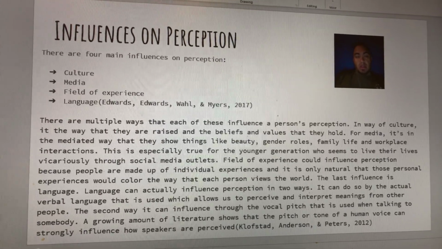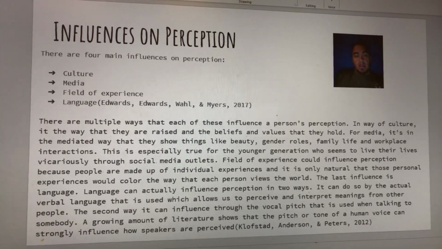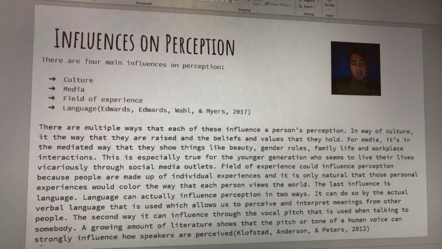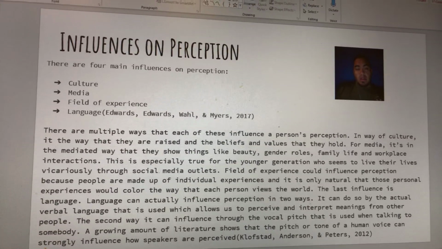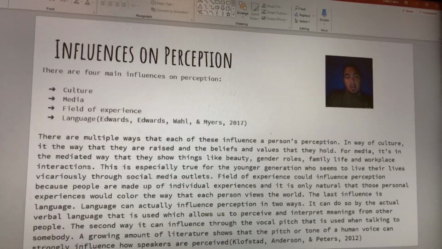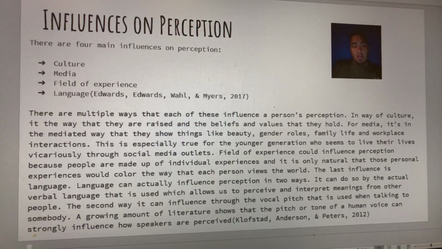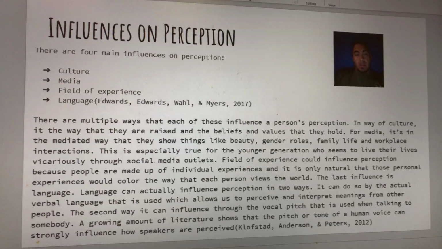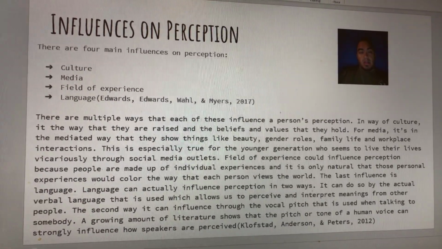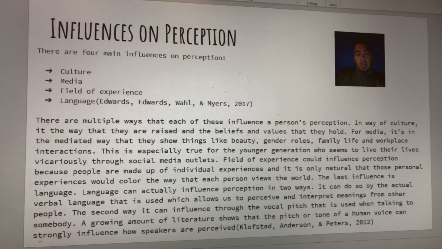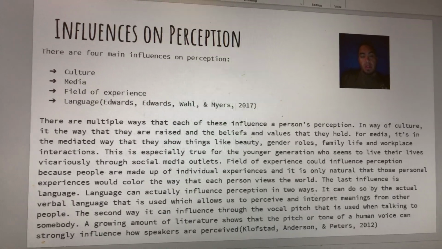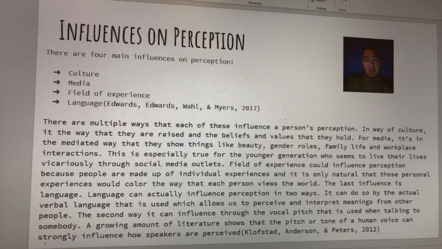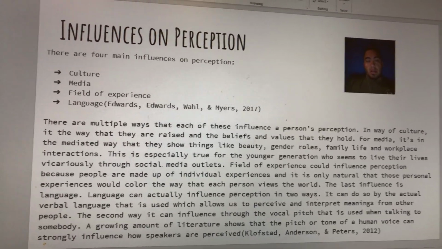Number two, what are the influences on perception? Well, there's four main influences on perception that we researched, and they are culture, media, field of experience, and language as well. There are multiple ways that each of these influence a person's perception. In the way of culture, it is the way that they are raised and the beliefs and values that they hold from the time they can talk and walk, and for the most part throughout their lives.